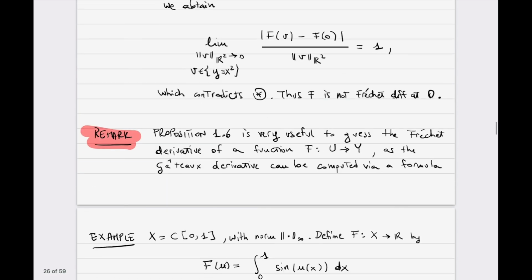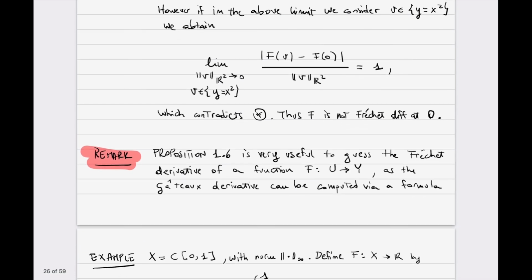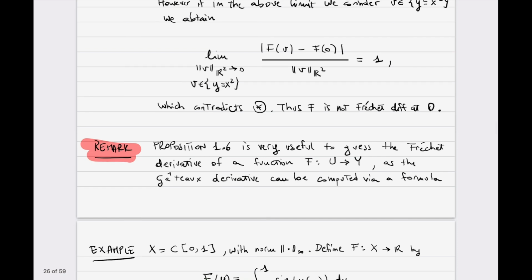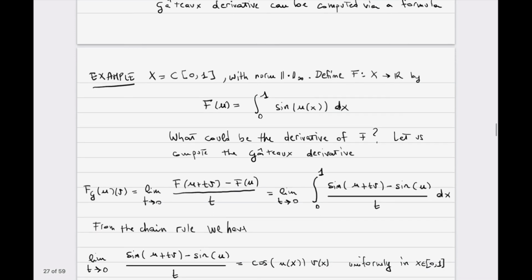I already went through this remark before, in a rather clumsy way. Just as a reminder, proposition 1.6 is useful because it allows you to guess the Fréchet derivative of a function f defined from U to Y, since the Gâteaux derivative can be computed via a formula. And then you know that the Fréchet derivative and Gâteaux derivative coincide whenever you are Fréchet differentiable. Let's see a very simple example.